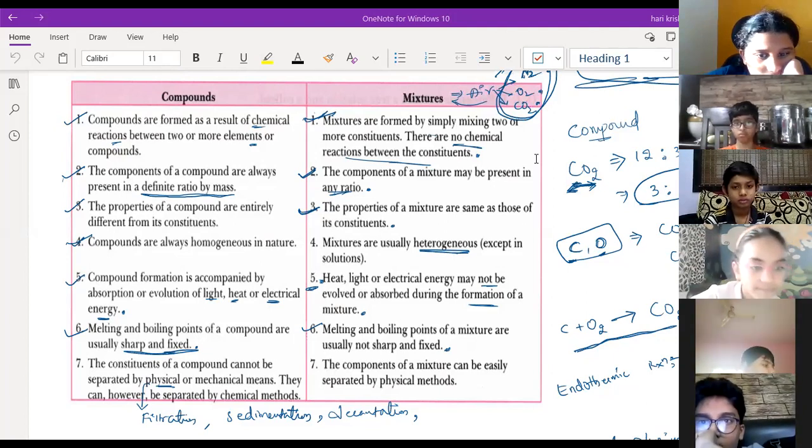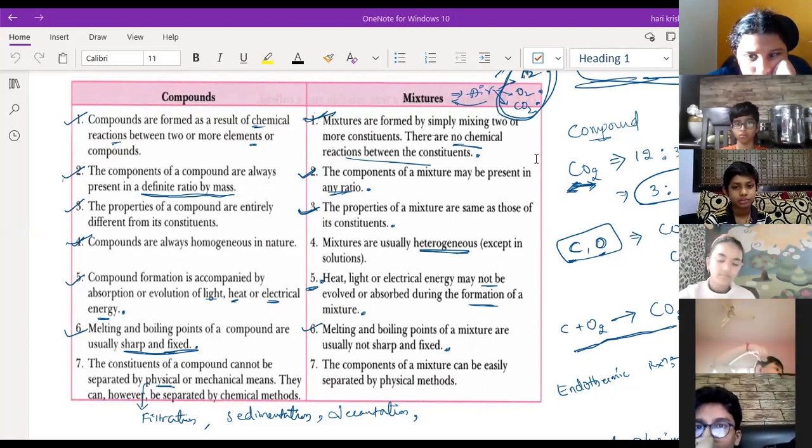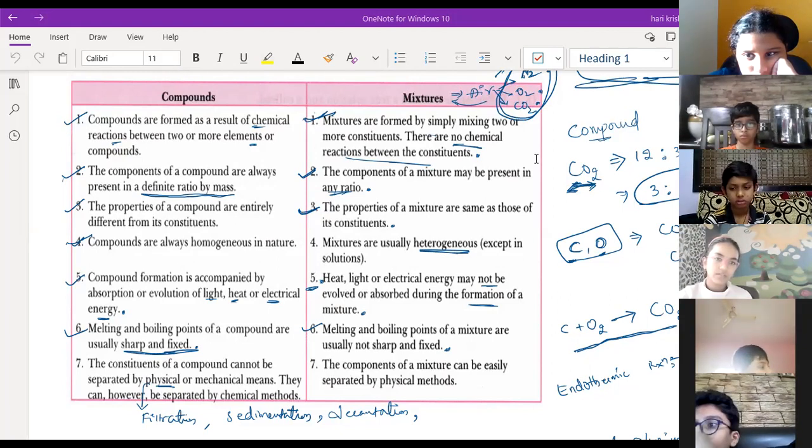Then when you come to heterogeneous, if you add sand to the water, will the sand mix thoroughly with the water? No, sir. The sand will not mix properly with the water, right? So it is heterogeneous. Wherever there is no uniform mixing throughout the mixture, or they form different phases, that is called heterogeneous. Clear now?